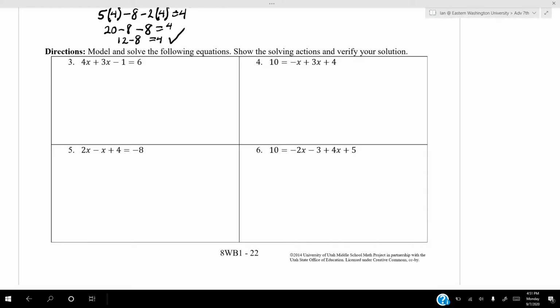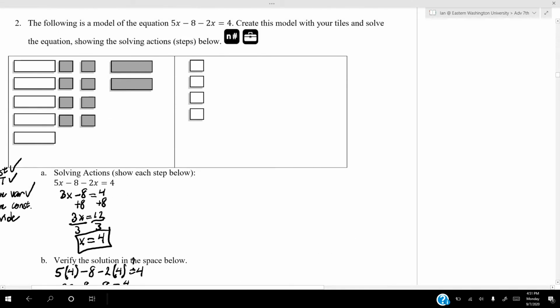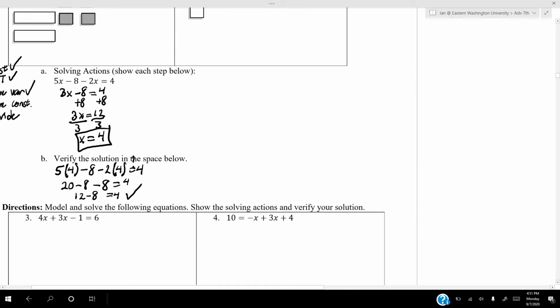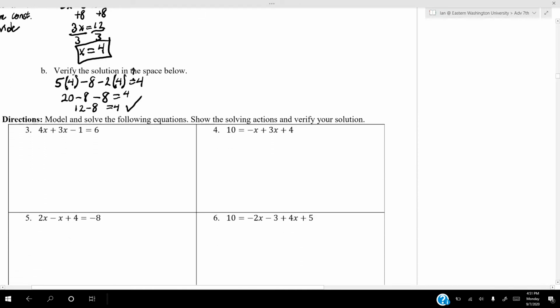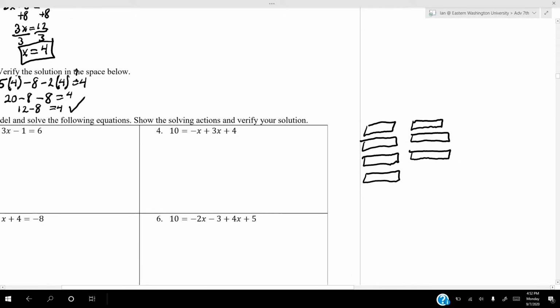All right, so let me show you guys how to model this one first, just to show you. So we have 4x, I'm going to do it off to the side. 4x plus 3x minus 1 is equal to 6. So if we look back up here, how they did it is they divided it into two little sections. So that's what we're going to do. So we're going to have a 4x, 1, 2, 3, 4, plus 3x, 1, 2, 3, minus 1.